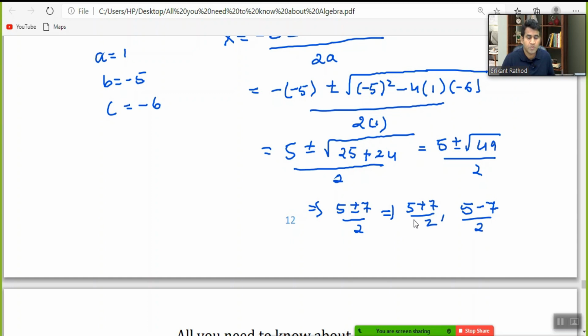From this, 5 plus 7 is going to be 12, and 12 by 2 you're going to get as 6. 5 minus 7 is going to be minus 2, and minus 2 by 2 you're going to get as minus 1. So we got the same roots as we got before, right? So that's why you can go with the formula, or if the expressions are simple, go with factoring the middle term. Both approaches are good, fine.